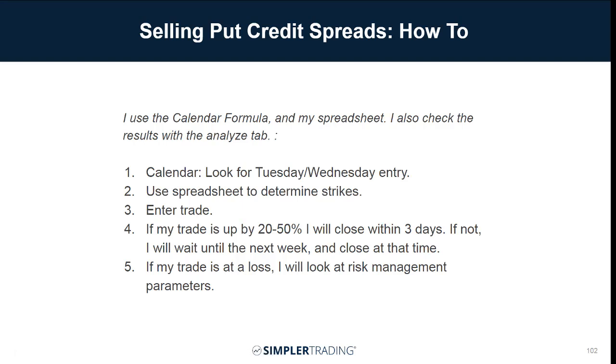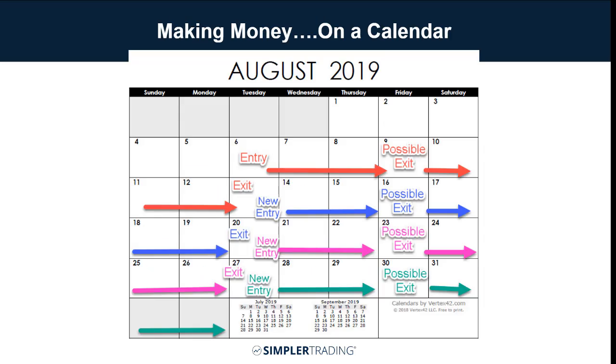All right. Next piece, selling put credit spreads, the how to. Okay, so same thing here. You're using your calendar formula and you're using your spreadsheet. You check the results with your Analyze tab. You look for an entry on Tuesday, Wednesday. You use the spreadsheet to determine your strikes. You enter your trade, and if your trade is up by 20 to 50%, you'll close within 3 days. If not, I'll wait until the next week and close at that time. If my trade is at a loss, I will look for risk management parameters.